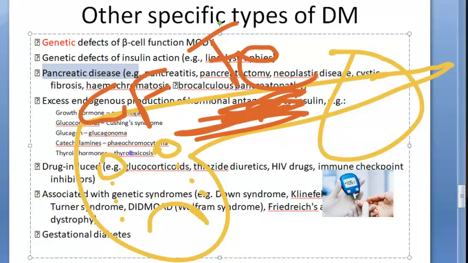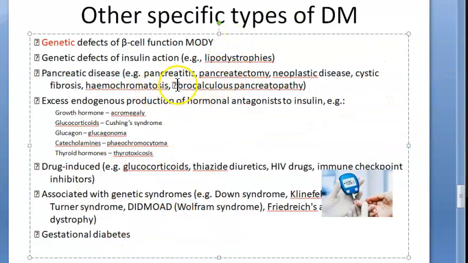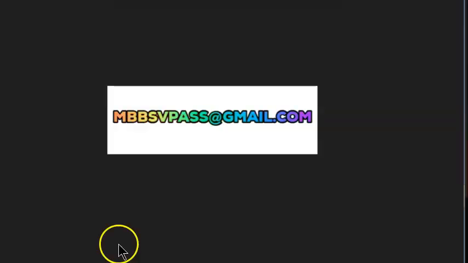So all these are the fibrocalculus. I'm just putting something here. A lot of fibrosis. What is that? Fibrocalculus pancreatopathy. Okay. So the pancreas is crying. So this is another cause of diabetes mellitus. See, they're not blaming the beta cells exactly. The entire pancreas they are blaming. Got it? So this is another type of diabetes mellitus according to them.